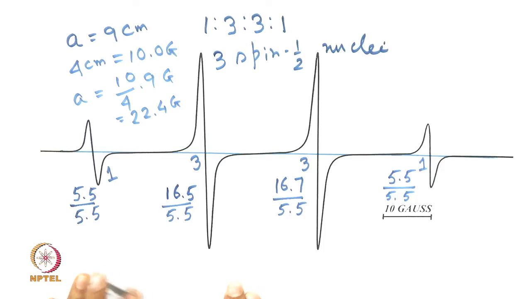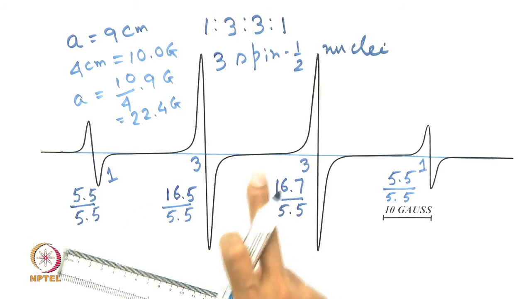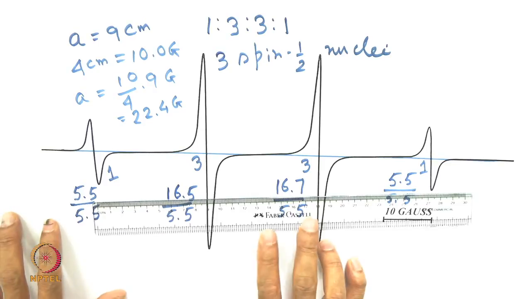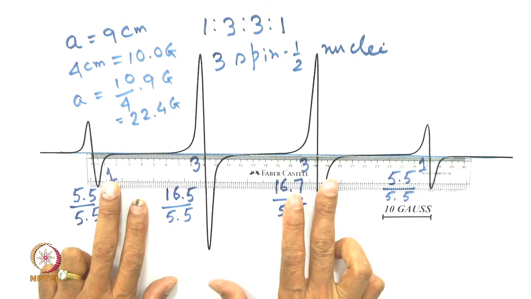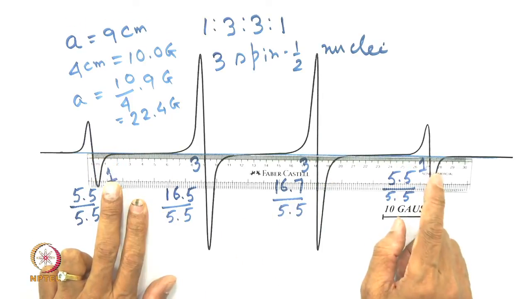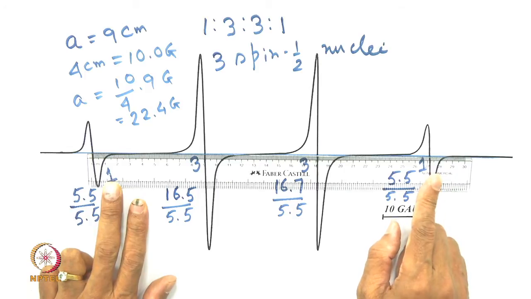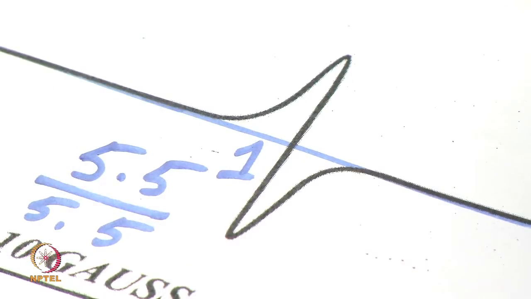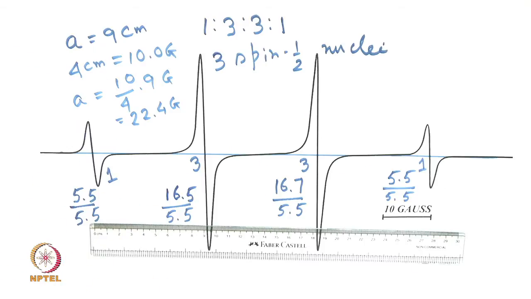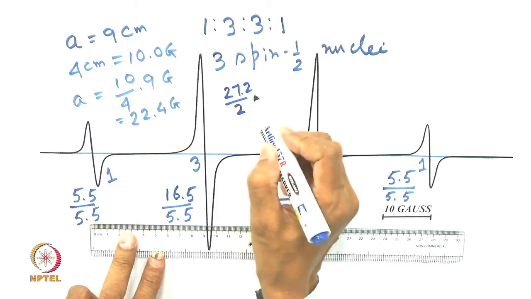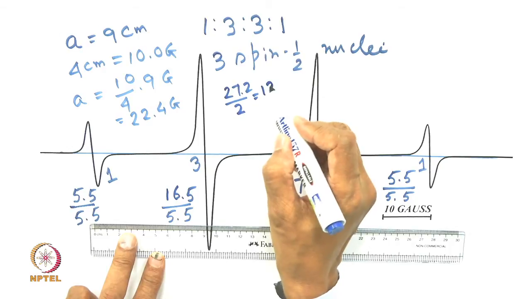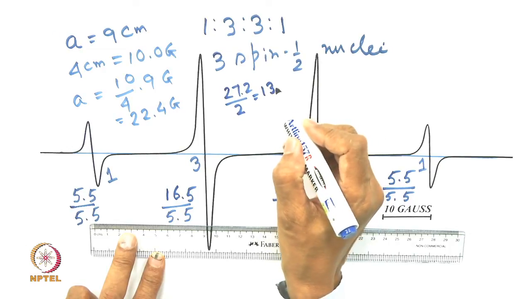What is the G value for this spectrum? For that I need to find out the center of the spectrum. Center of the spectrum will be somewhere here. How to find it out? Again we use the ruler. So, total distance from the middle of this to middle of this is 27.2 centimeter. So, half of that will be 27.2 divided by 2, this gives 13.6.